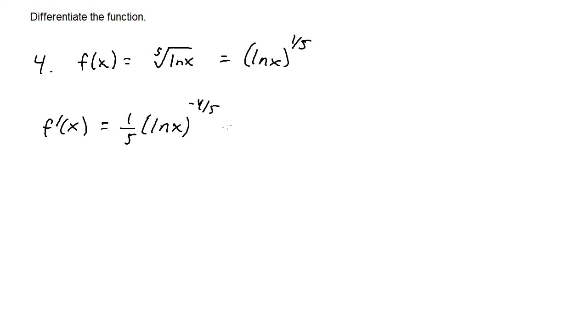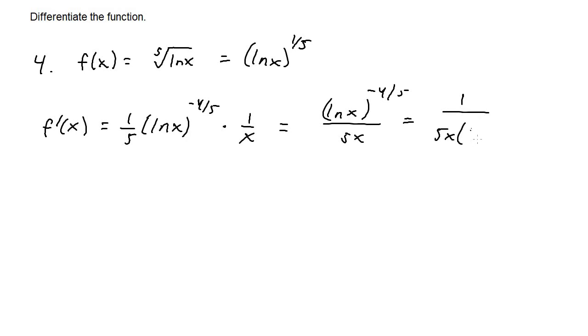And then we can go ahead and multiply by the derivative of that inside function. Now the derivative of ln x is 1 over x, so let's go ahead and multiply by 1 over x. And so simplifying here, we get ln x, the entire thing to the negative 4/5 power, over, we do have 5 and x, so multiply, we get 5x. Now because we do have a negative exponent, I'll bring that to the denominator as well. So then we get 1 over 5x times ln of x to the 4/5 power. And that's the final answer for f prime of x.